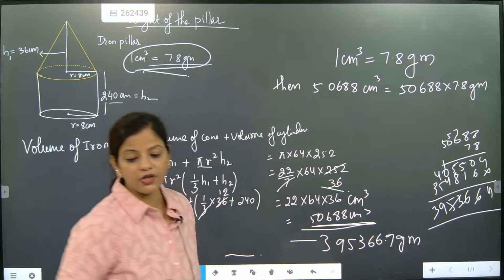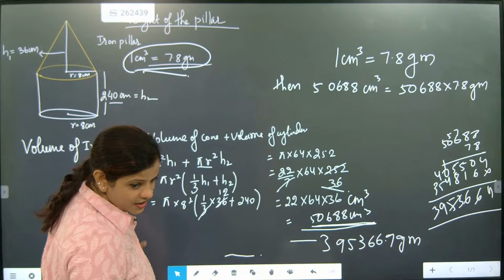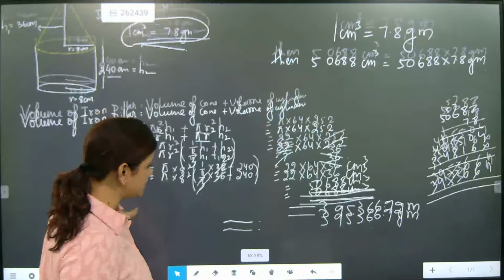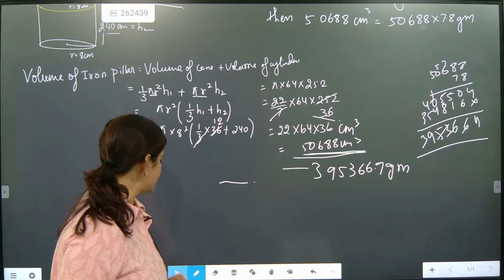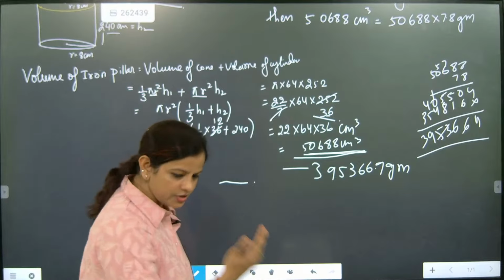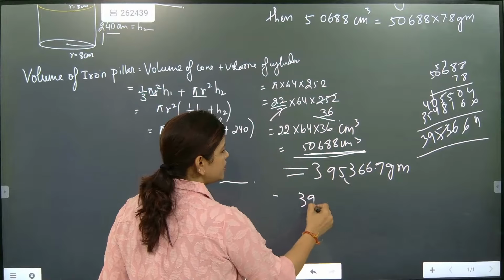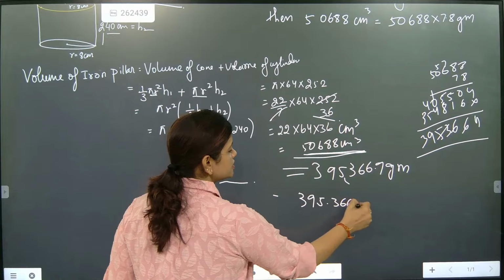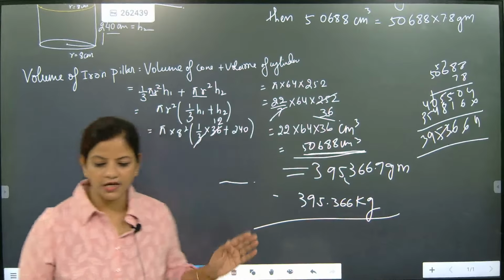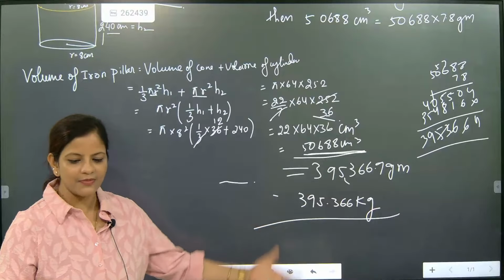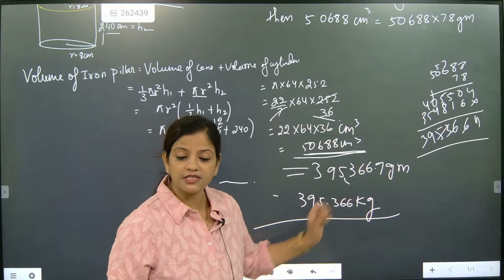You know what? When you convert it into kg, you know the song: milli, centi, deci, gram, deca, hecto, kilo. So here gram will shift the decimal 3 places this side. So it will become 395.366 kg. That's it. Story over. In kg, if you are getting the answer, that means 395.366 kg.